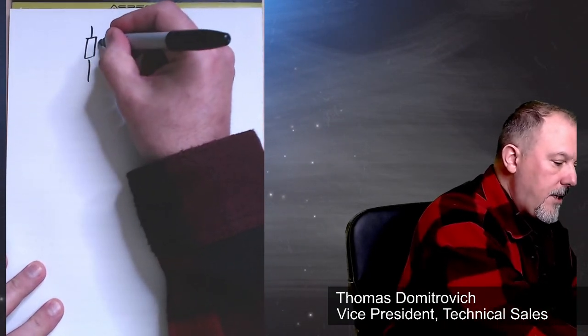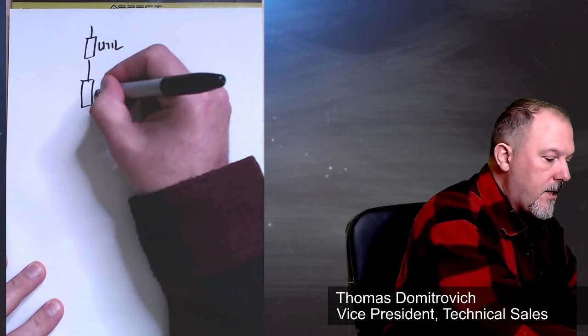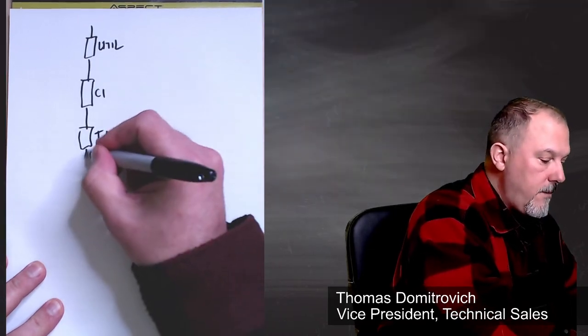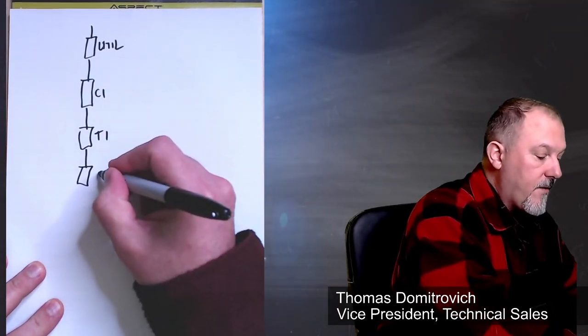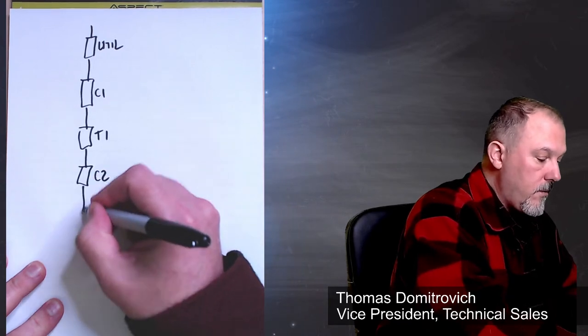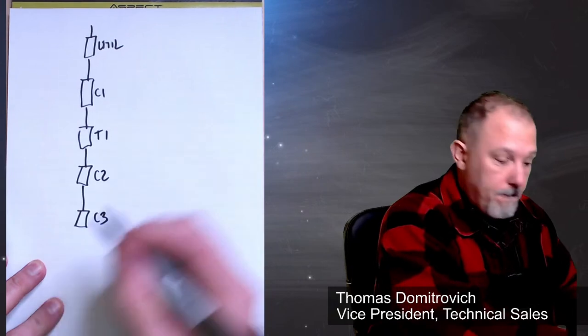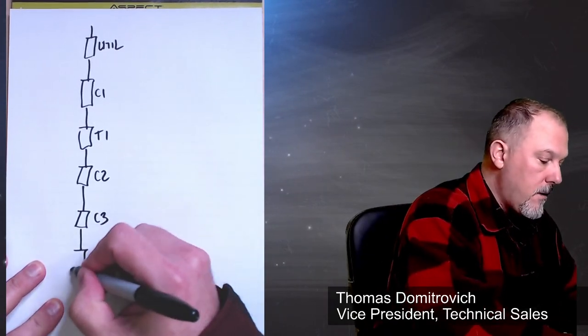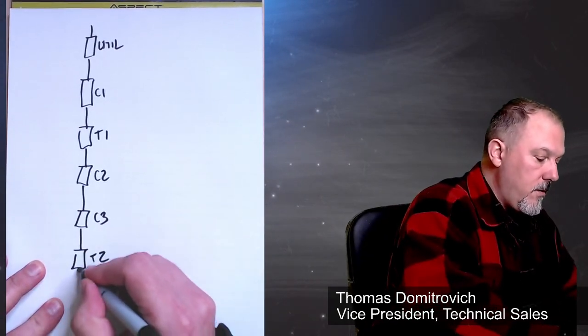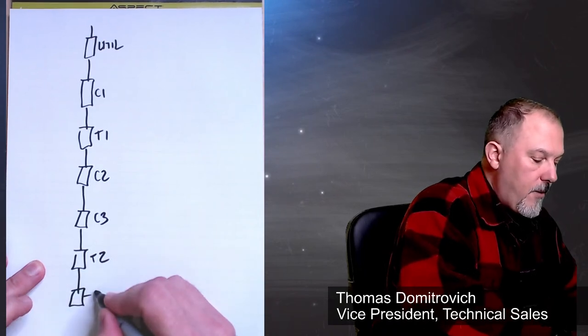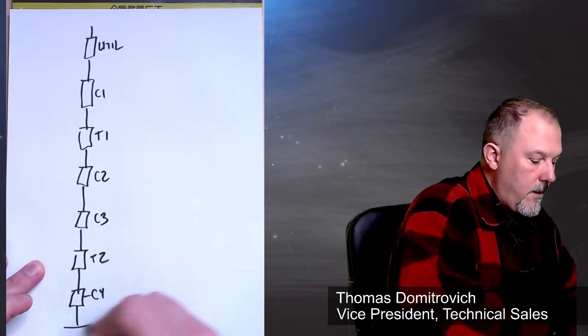We have the utility. We have conductor one. We have transformer one. We have conductor two. We have conductor three. We have transformer two. And then we have conductor four.